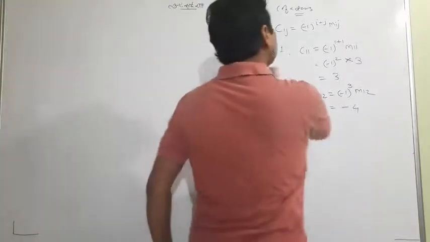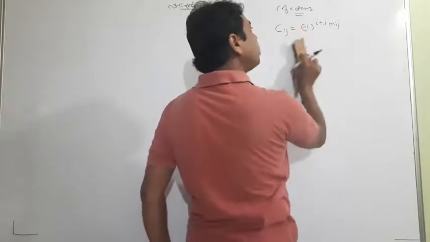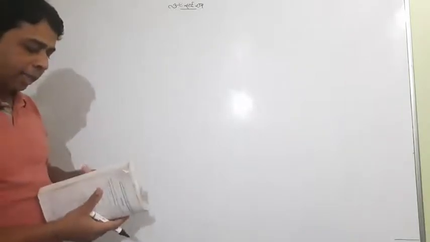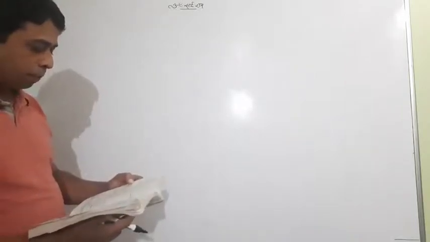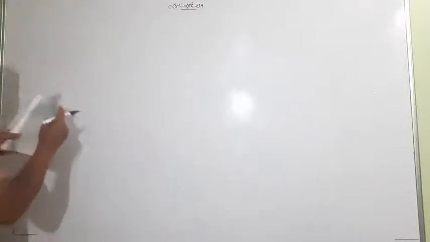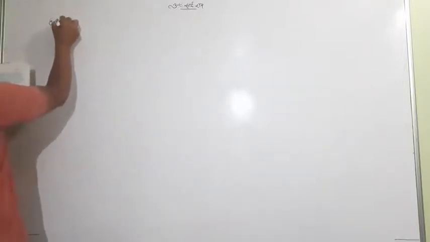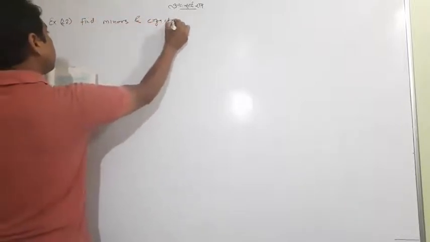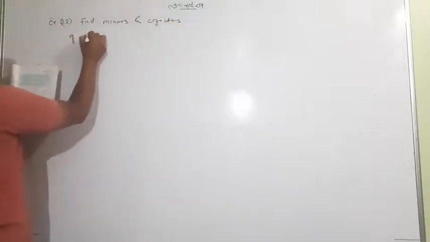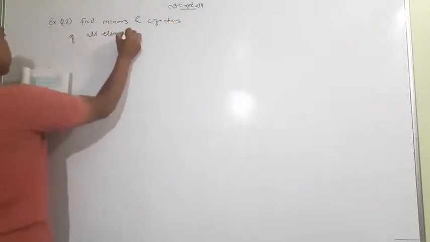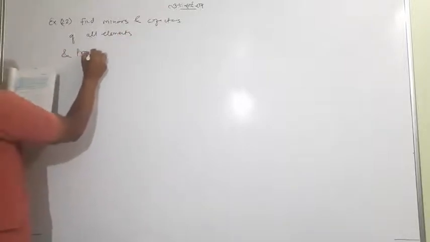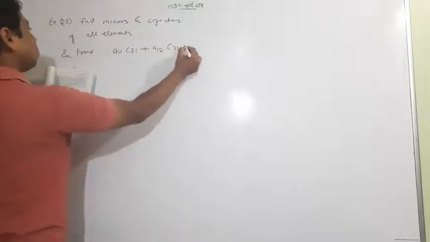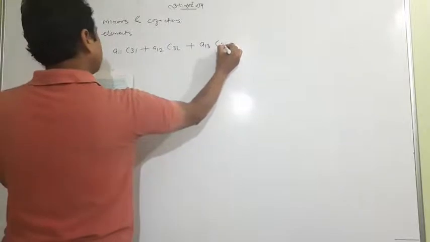Minors and cofactors. Cofactors have a good formula, and it depends directly on minors. Okay, now we'll move on to the exercise. Example number 22: find the minors and cofactors of all elements and prove that A11C31, A12C32 and A13C33 is equal to 0.